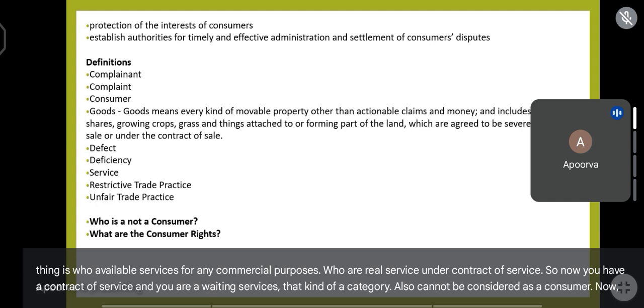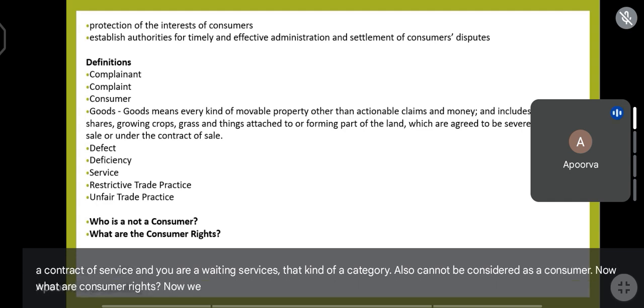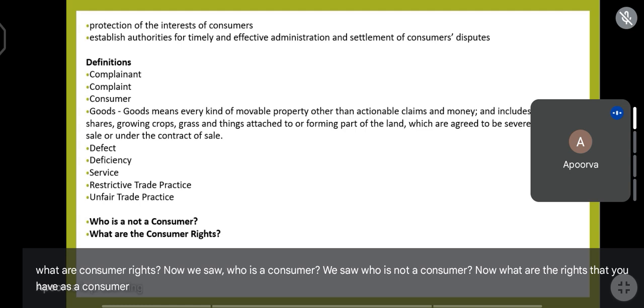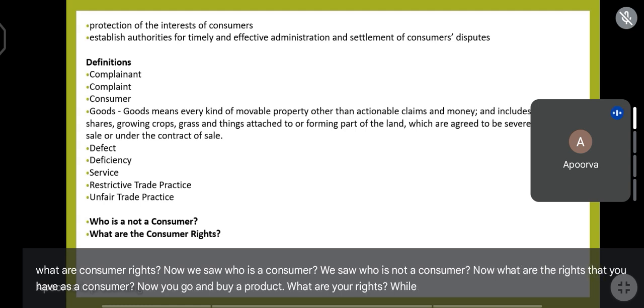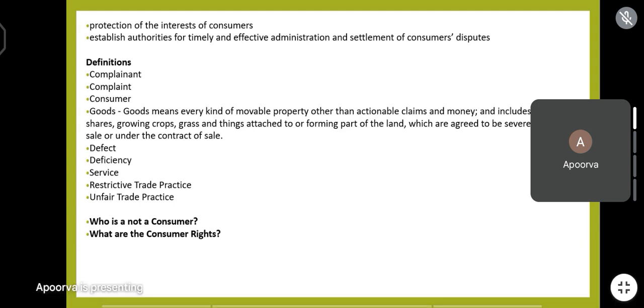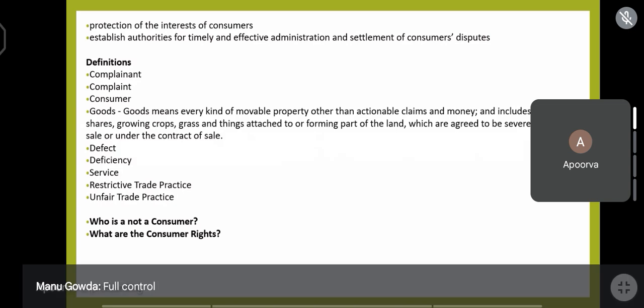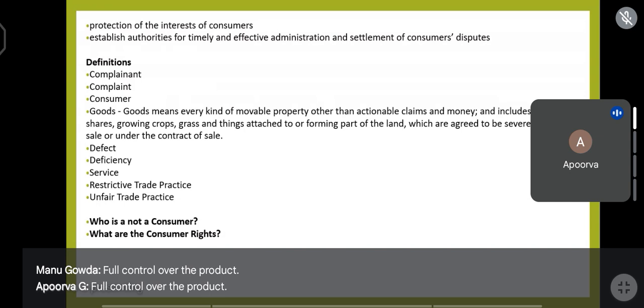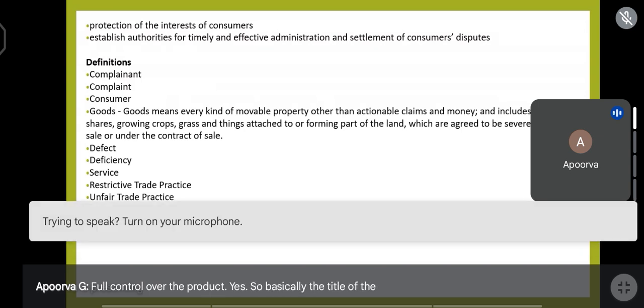Now, what are consumer rights? We saw who is a consumer and who is not a consumer. Now, what are the rights that you have as a consumer? You go and buy a product. What are your rights while buying the product? Full control over the product, yes. So basically, the title of the product is yours.